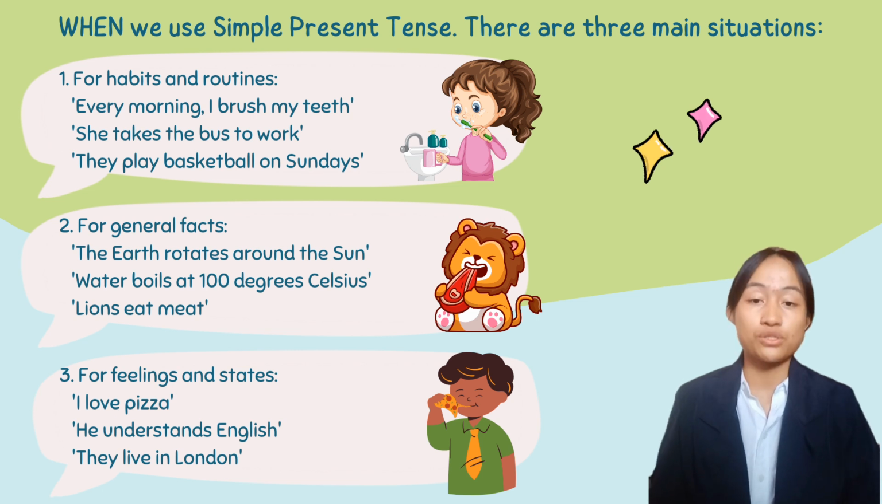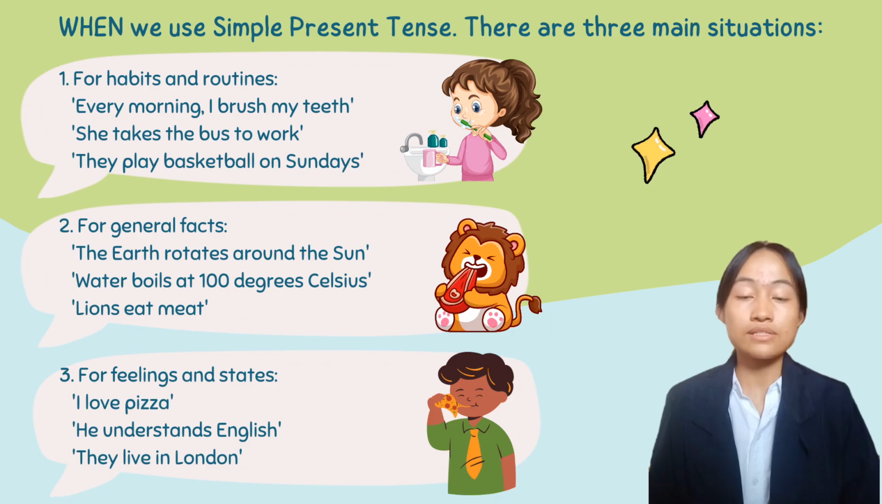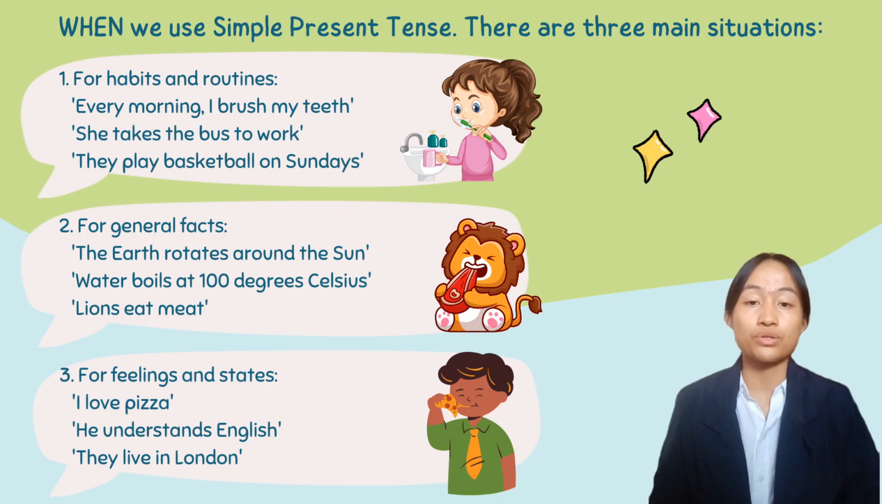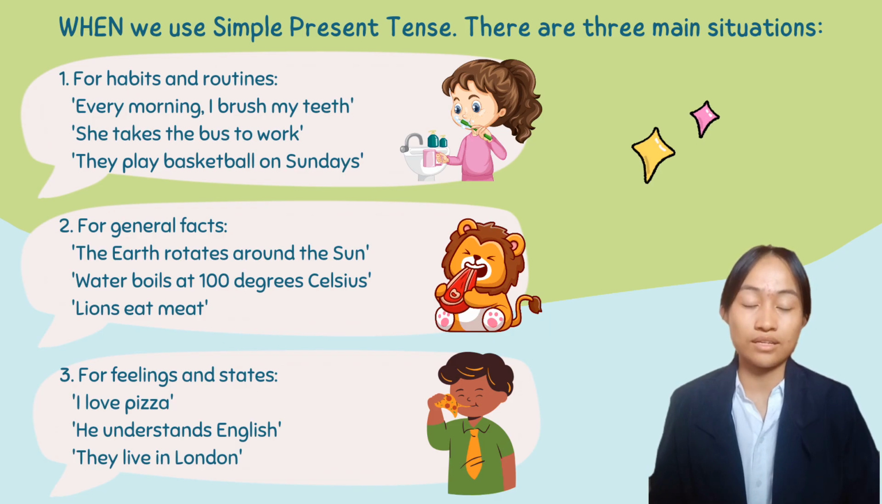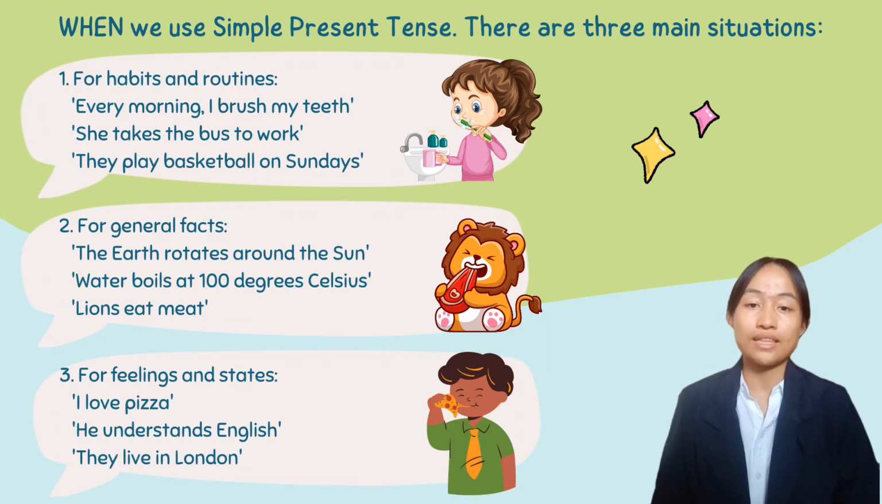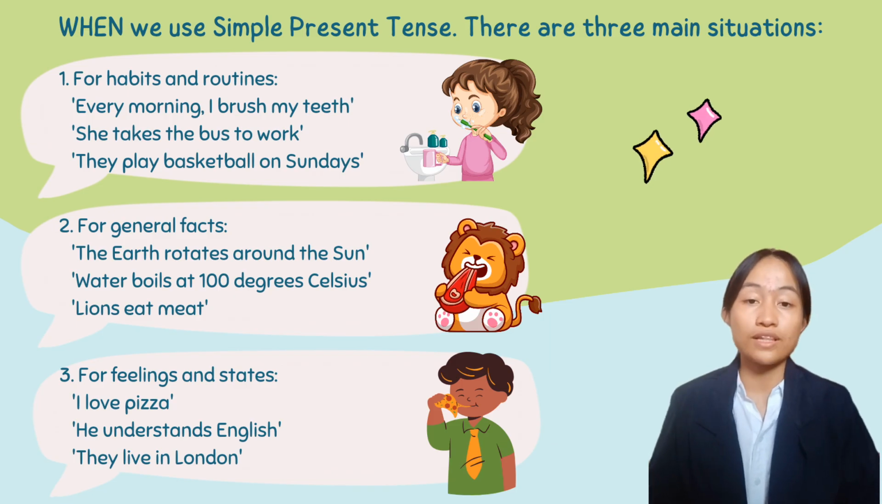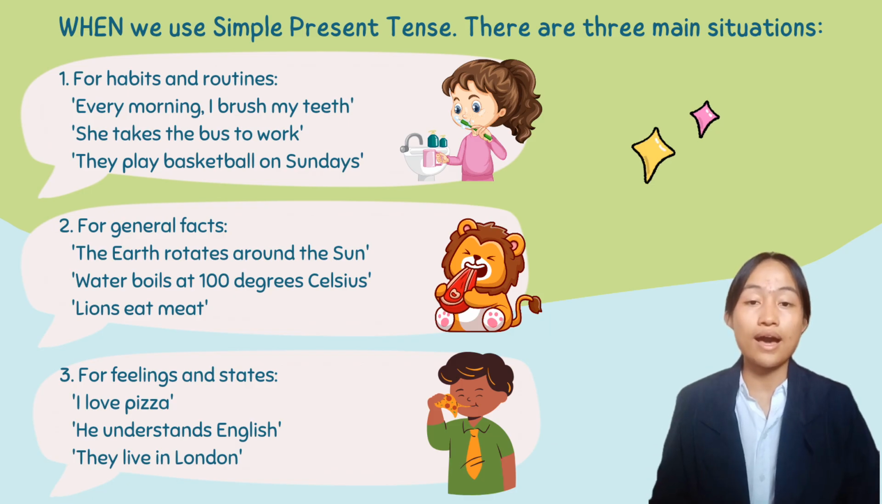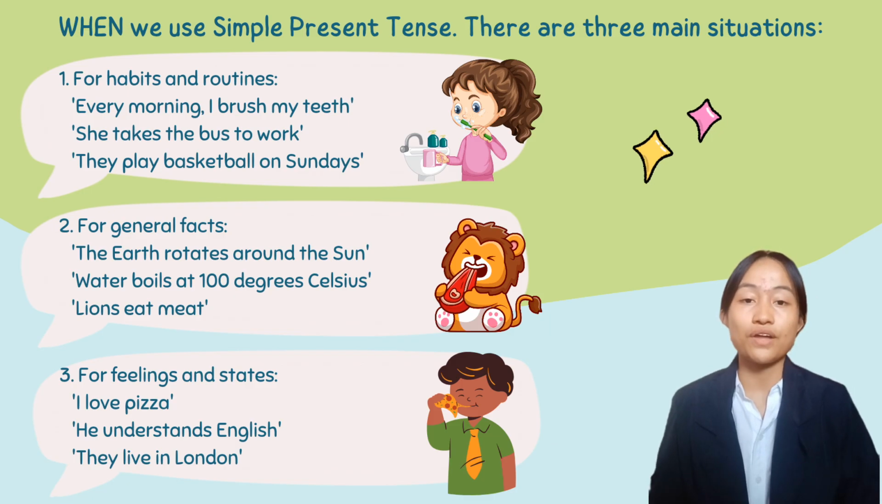And then number two, for general facts. The examples are: the earth rotates around the sun. Water boils at 100 degrees Celsius. Lions eat meat. And then number three, for feelings and states. The examples are: I love pizza. He understands English. They live in London.